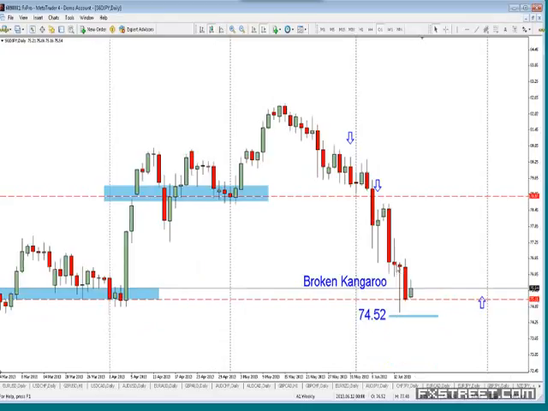It's a great pair to look at because this is a pair that I'm interested in trading. In a lot of ways, I'm interested in trading this one or the dollar-yen. A lot of the yen pairs have similar setups. The euro-yen is very similar to this. So what I have here is an opportunity to sell at 74.52.